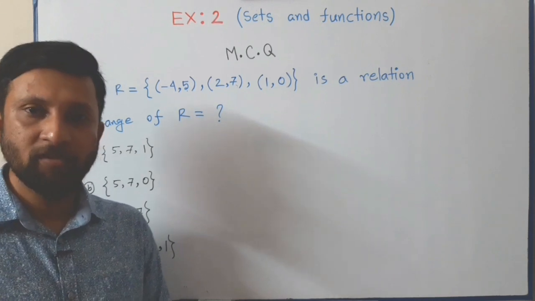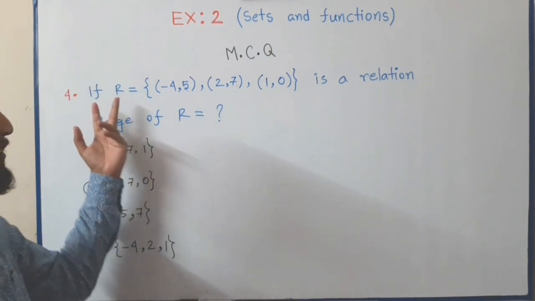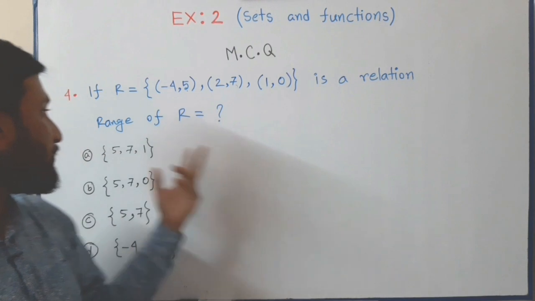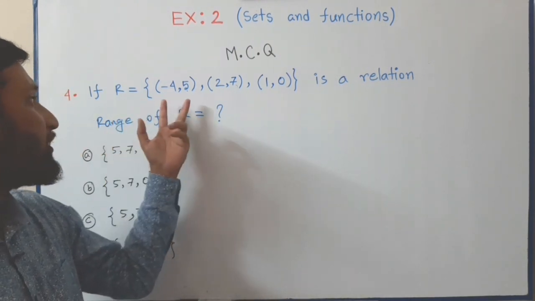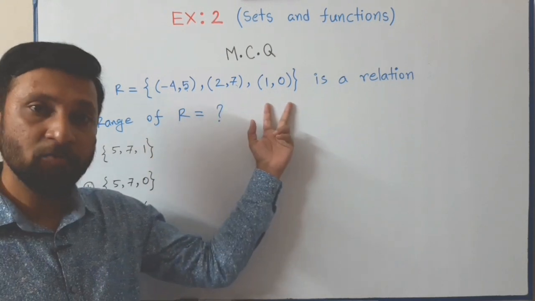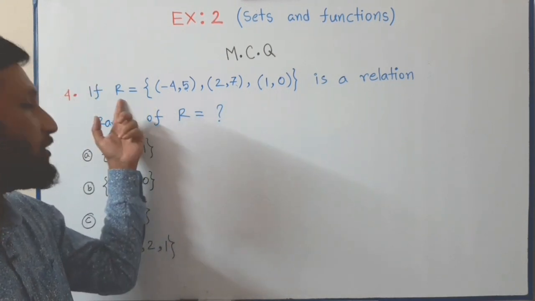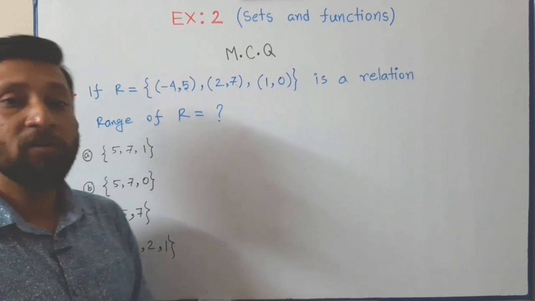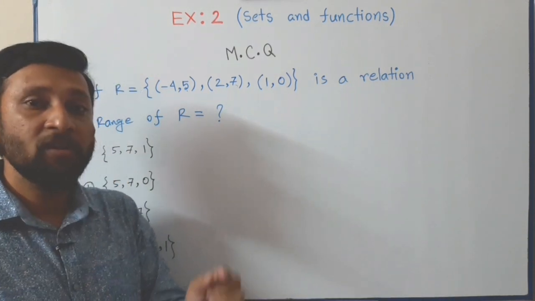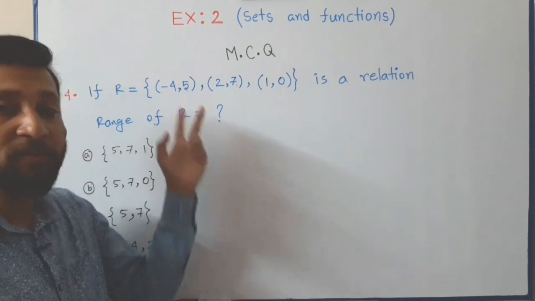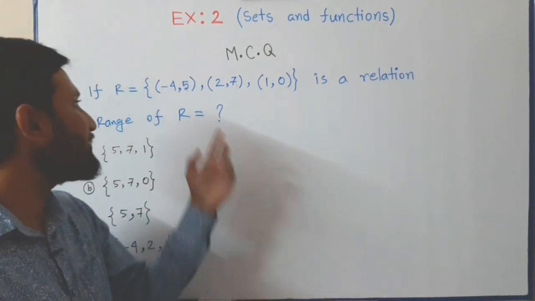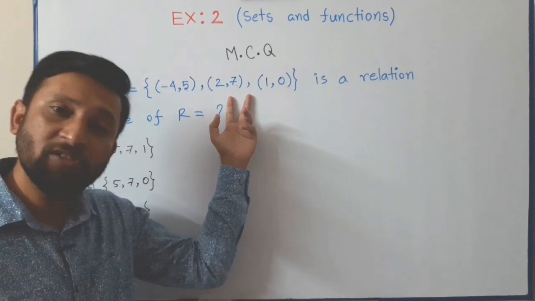Now next question. The question is, if R is a relation, then range of R equals what? That means a relation where 3 pair elements are given, we have to identify the range of this relation. We already know in pair elements, all the first elements of these pairs are called domain and all the second elements of the pairs are called range.